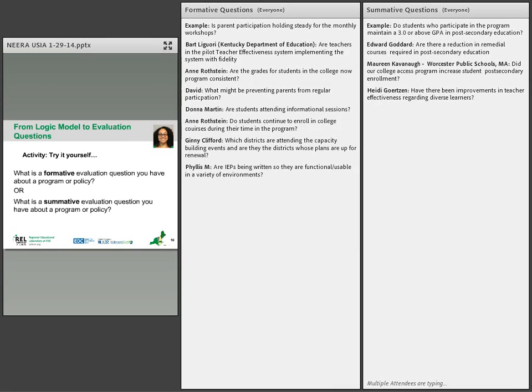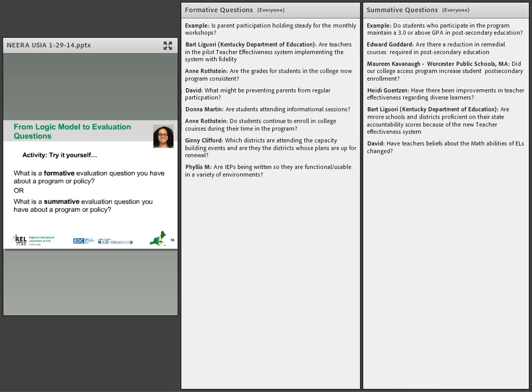Maureen here from Worcester Public Schools asks, did our college access program increase student post-secondary enrollment? Again, that would be a key outcome for secondary school students: increasing enrollment in post-secondary education.